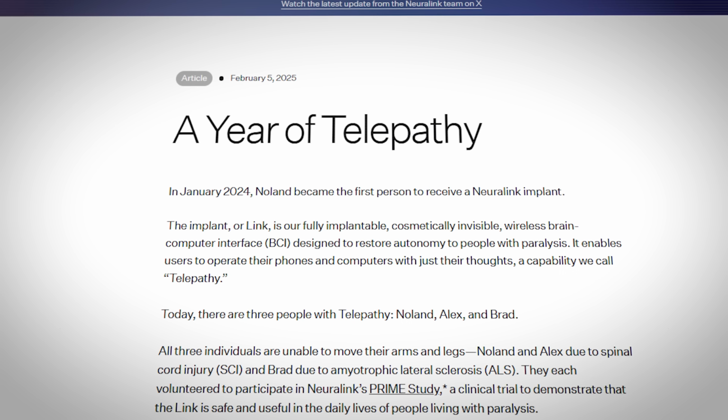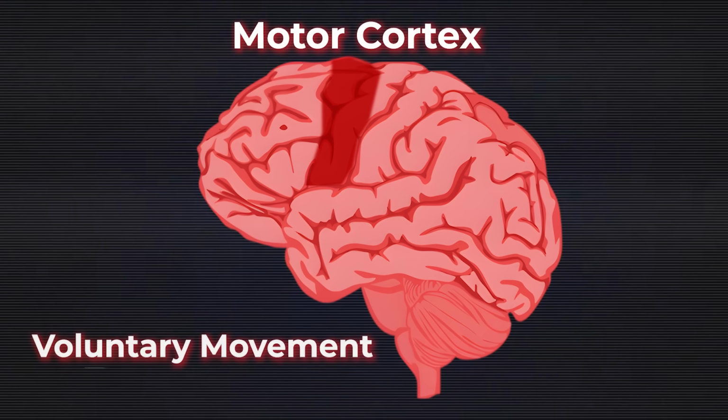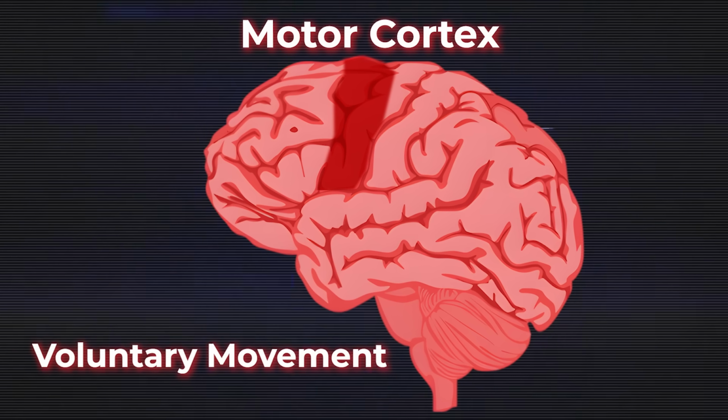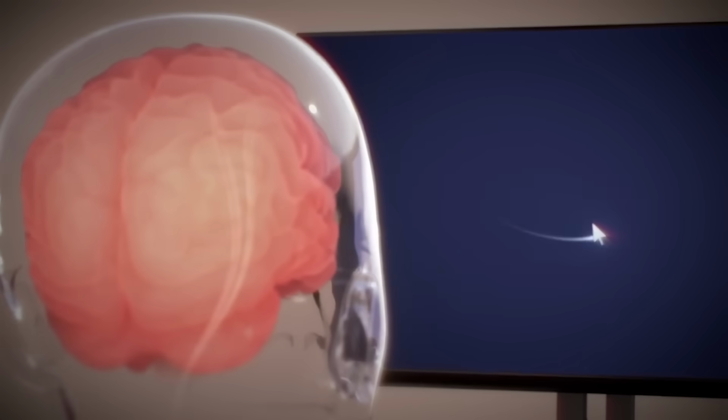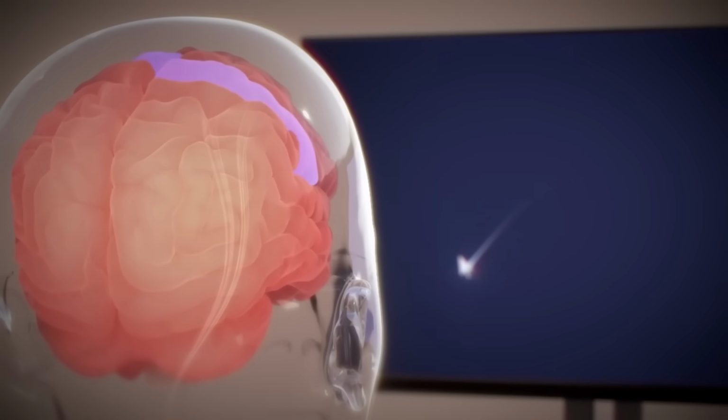This is all building on the success of Neuralink's first product, Telepathy. It reads signals from the motor cortex, the part of the brain that controls voluntary movement, and it translates them into digital commands. With Telepathy, participants can move a cursor, click, type, swipe, and even game using only their thoughts.